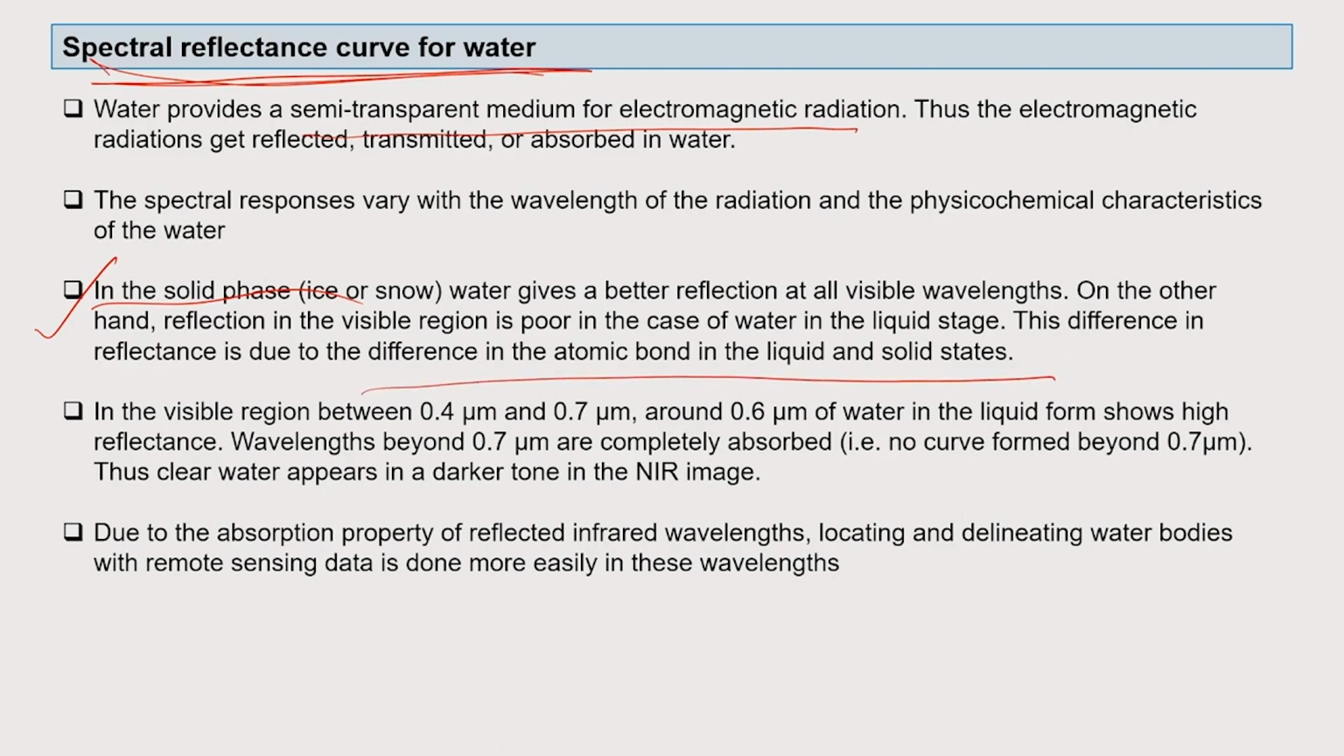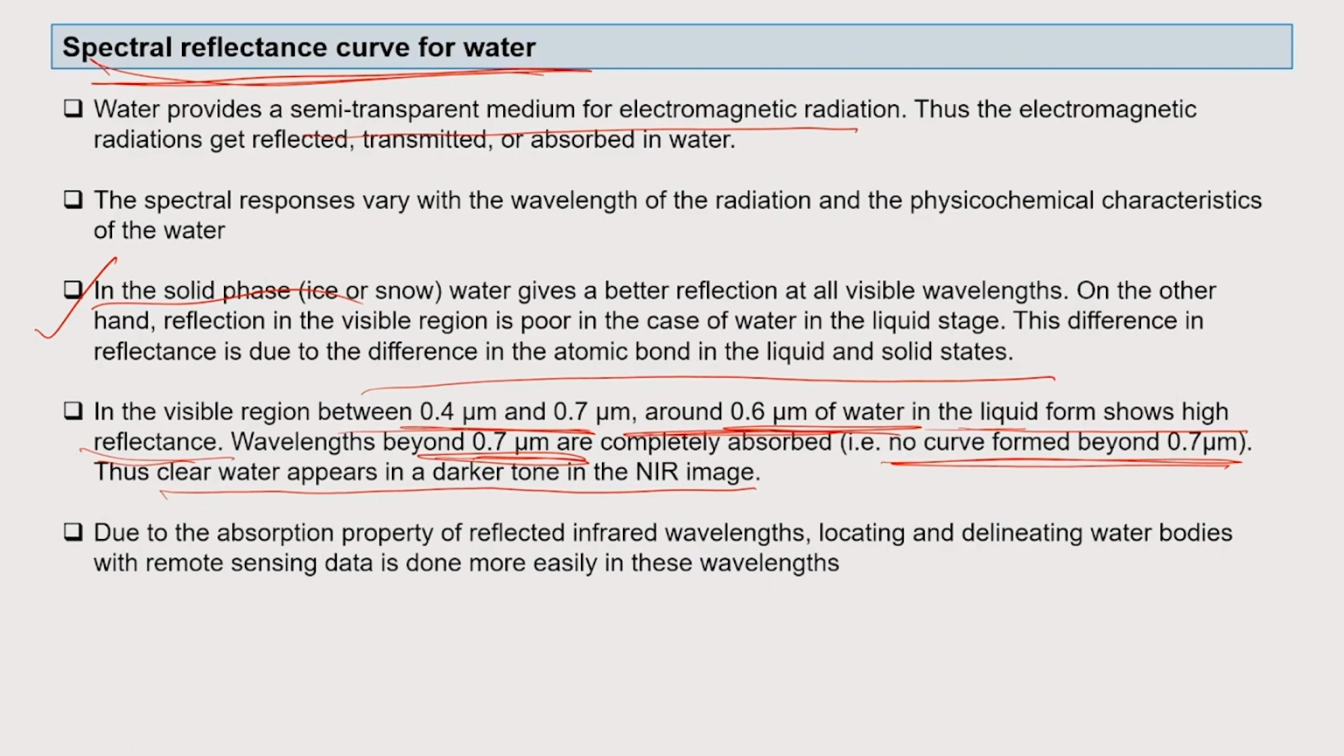If you see in the visible region between 0.4 micrometer to 0.7 micrometer, and especially around 0.6 micrometer, water in the liquid form shows very high reflectance, and wavelengths beyond 0.7 micrometer are completely absorbed. So no reflectance curve will be formed beyond a wavelength of 0.7 micrometer, and that's the reason clear water appears in a darker tone in a near infrared image.